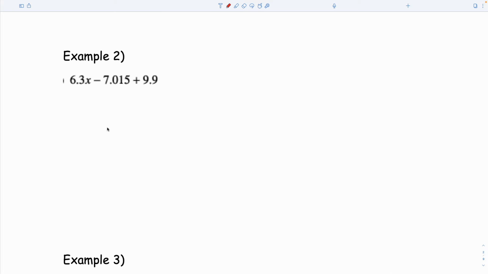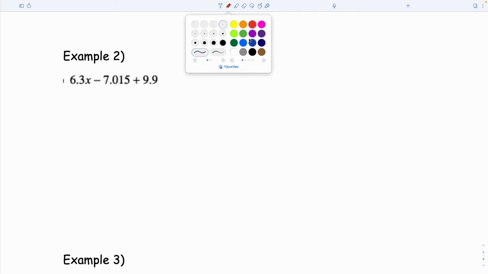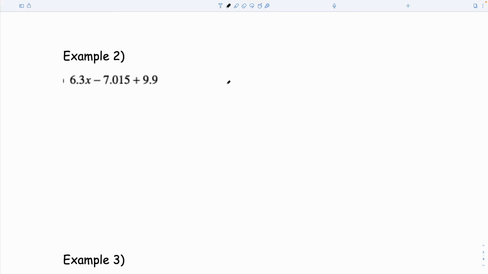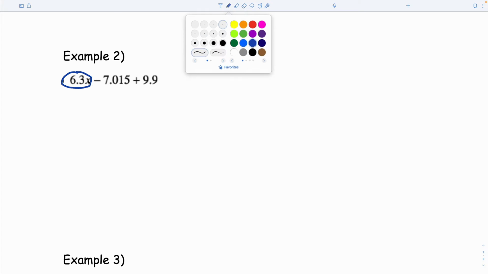Okay. Yeah, Josiah. So if there's a number with the letter, and then there's just a regular number and another number with the letter, you add the two letters together. But do you add them or subtract them? It depends on the sign. It depends on what's in front of it.